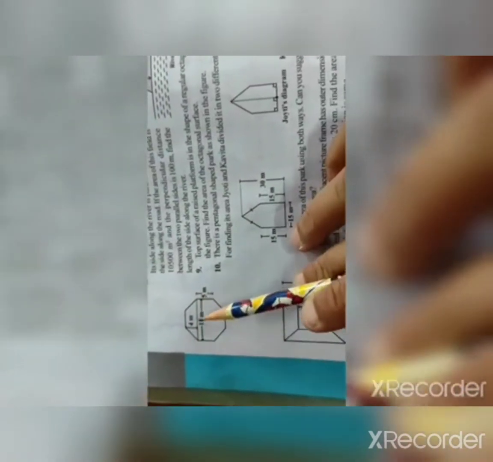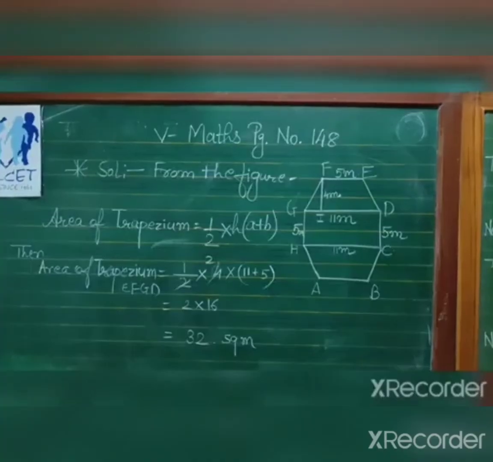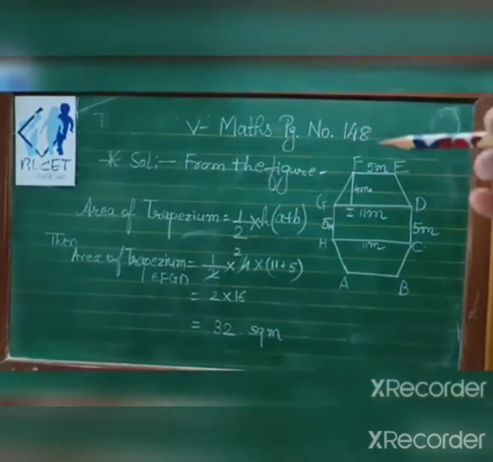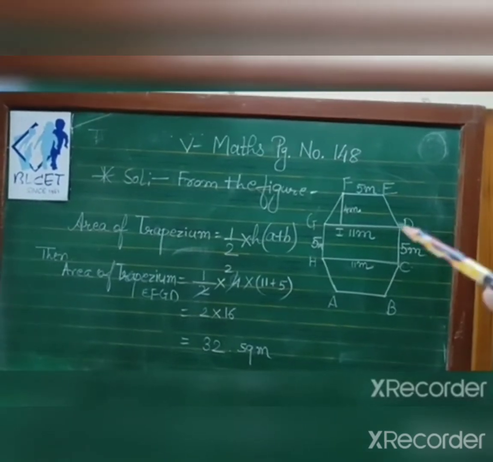Number 9 of 11.2, top surface of a raised platform is in the shape of regular octagon as shown in the figure. Find the area of the octagonal surface. Okay, here you can see height is 4 meter and this is 11 meter and this side is 5 meter. And a regular octagon, that means all sides are equal. So let us start the sum. Now from the figure you can see two identical trapezium you can see and one rectangle.